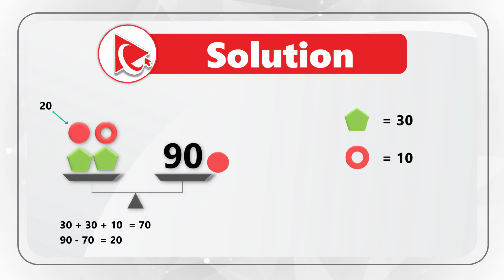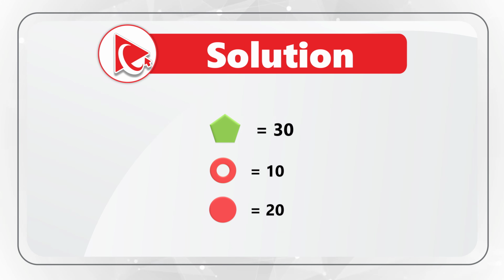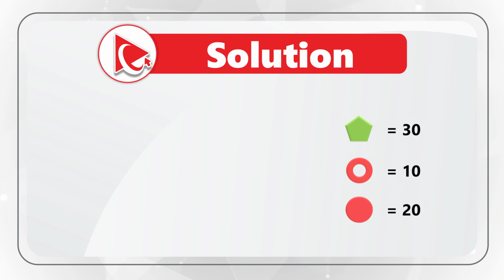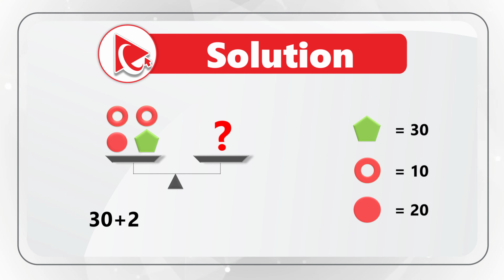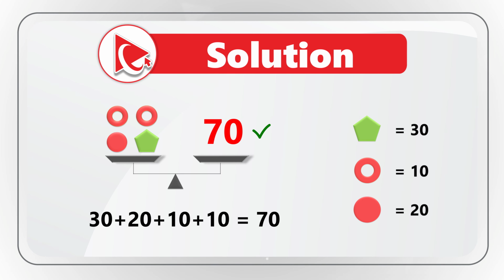Now we know the values of all the shapes. Pentagon equals 30, bagel equals 10, and then circle equals 20, and we can calculate the missing number. 30 plus 20 plus 10 plus 10 equals 70, which means the correct answer is choice C, 70. Did you come up with the same solution? If not, please make sure to post your answer and rationale in comments.